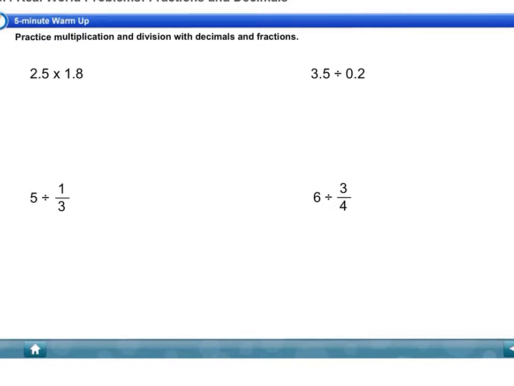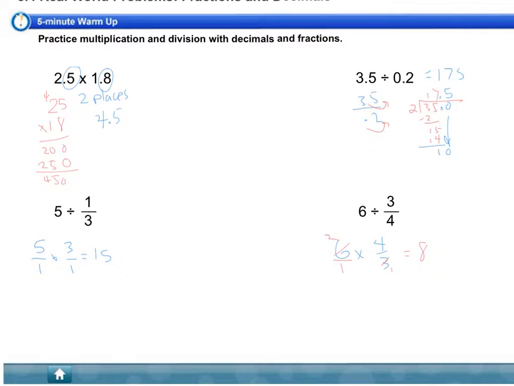Today we will be working with word problems and fractions and decimals. So to get us started, pause the video and let's see what you remember for multiplying and dividing with fractions and decimals. Hopefully you have gotten all these the same as me.